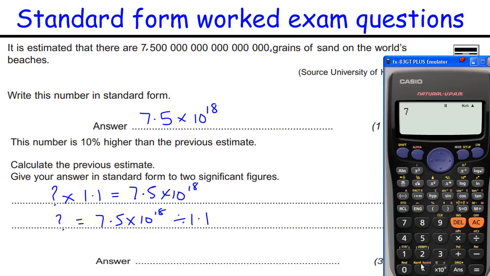1.1. So type that into the calculator, 7.5 times 10 to the 18 divided by 1.1, and we get this answer. We've got to leave it in standard form to two significant figures, so 6.8 are the first two significant figures. So we just block it off after the 8, and that's times 10 to the 18.